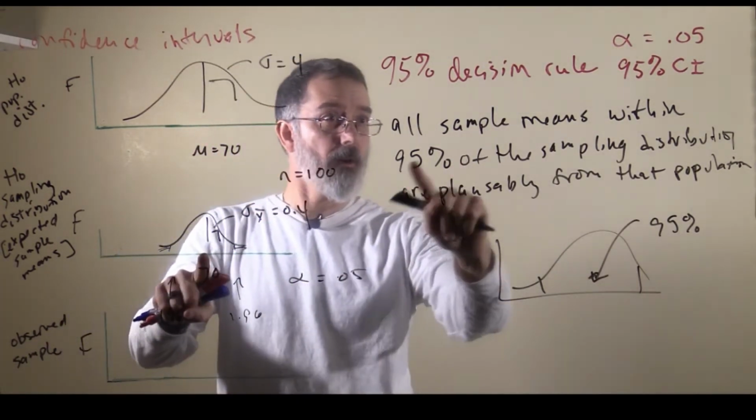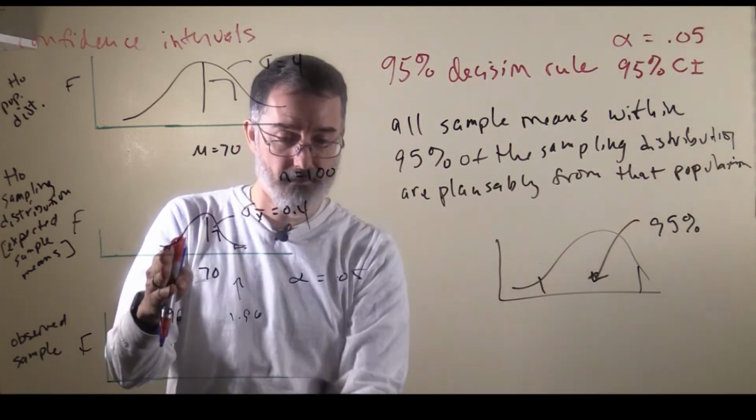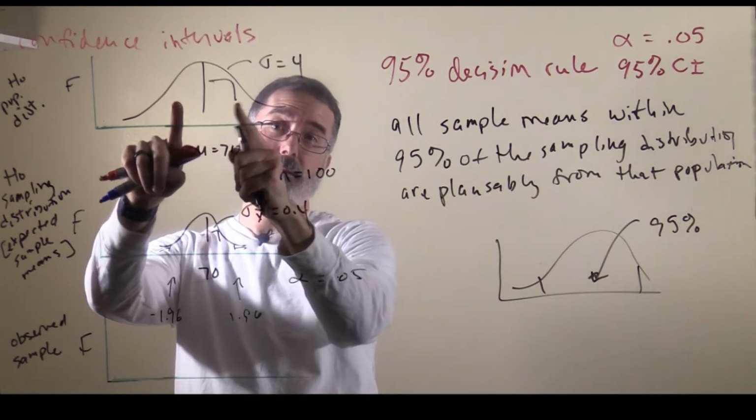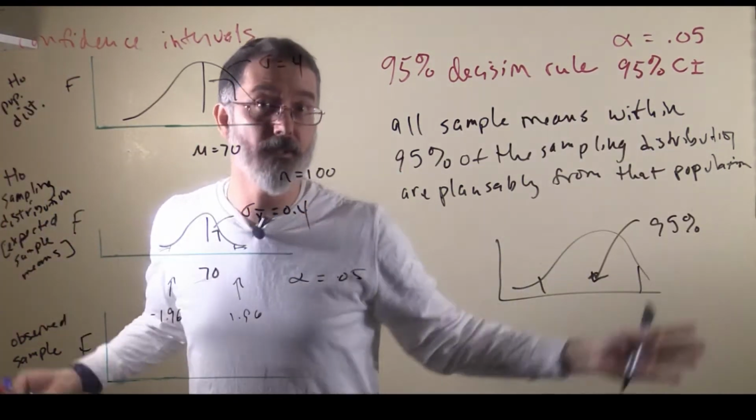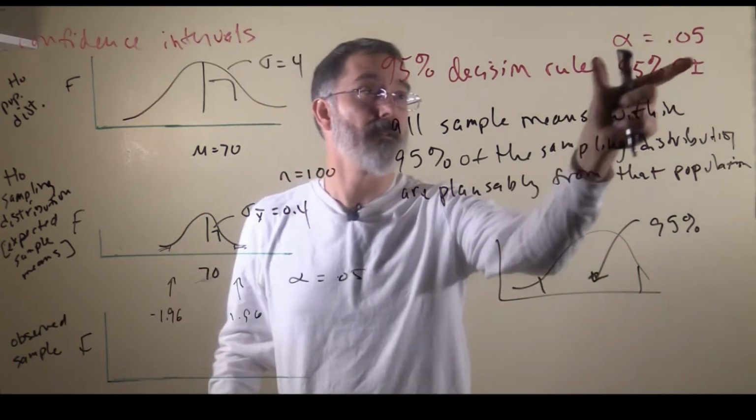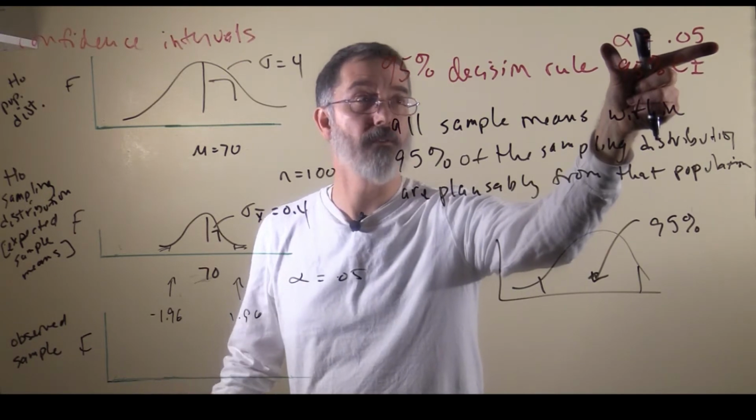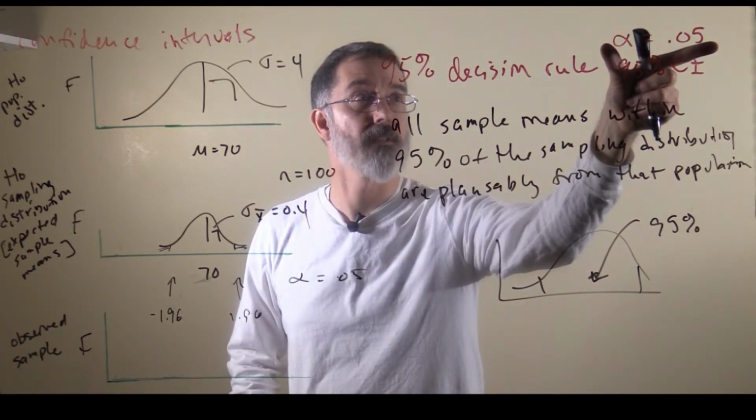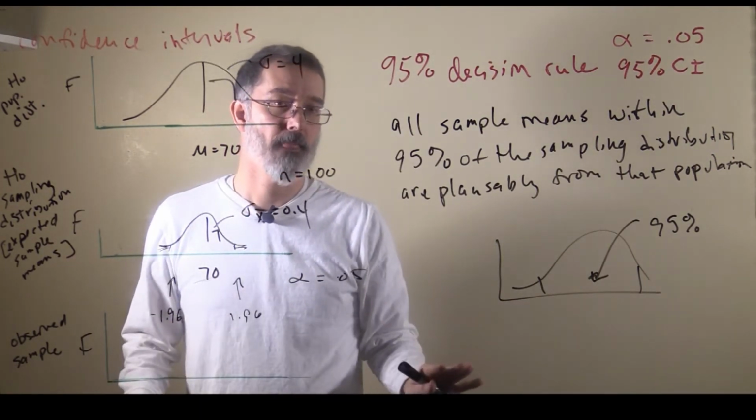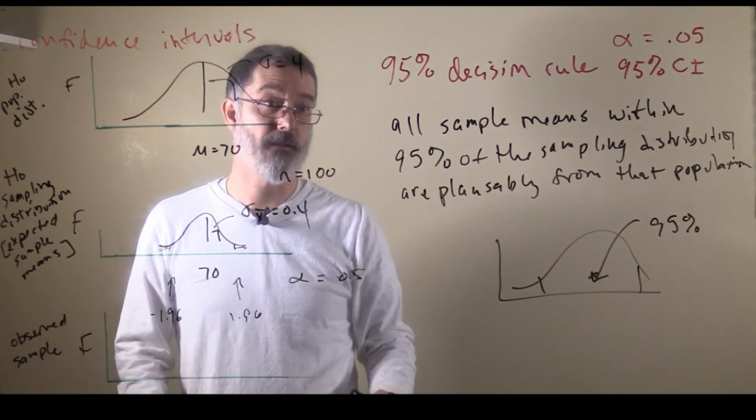And so all sample means within this 95% of the sampling distribution, if our sample mean is within that, then we say, well, geez, it's plausible that our sample is from this population. Therefore, we can't reject the null hypothesis, right? So that's how this 95% decision rule fits in with the z-test, or hypothesis testing more generally. It applies to other inferential statistics as well. But that's how it applies to the z-test. But the same logic is just what we use for 95% confidence intervals.